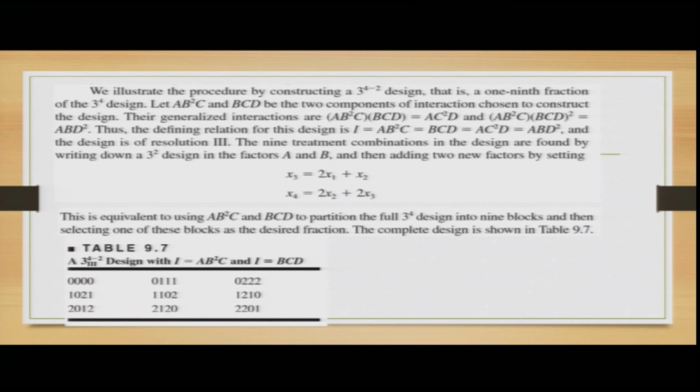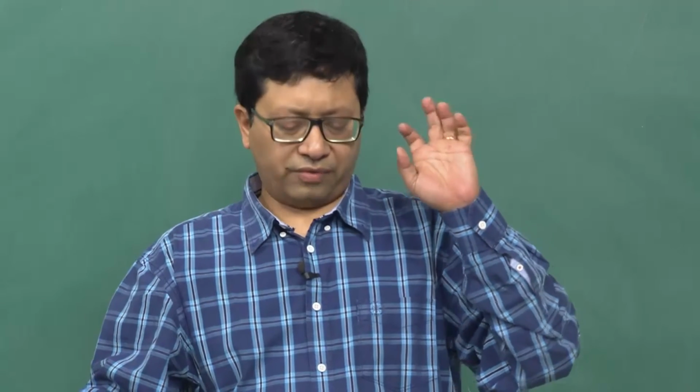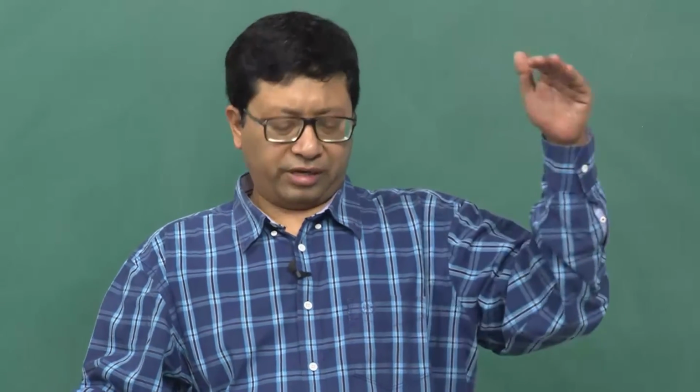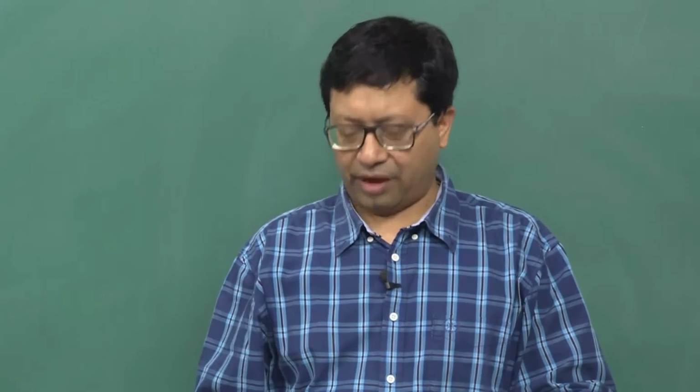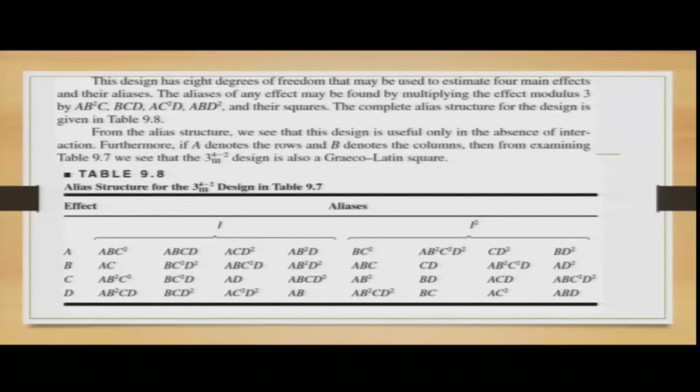So, we start at the level of 0 0 0 0, that means all at the low level, and go up till, I am not reading the whole sequence, the last one would be 2 2 0 1, which is A and B at the highest level, C at the lowest level and D at the medium, average level. This design would basically have 8 degrees of freedom that may be used to estimate 4 main effects.